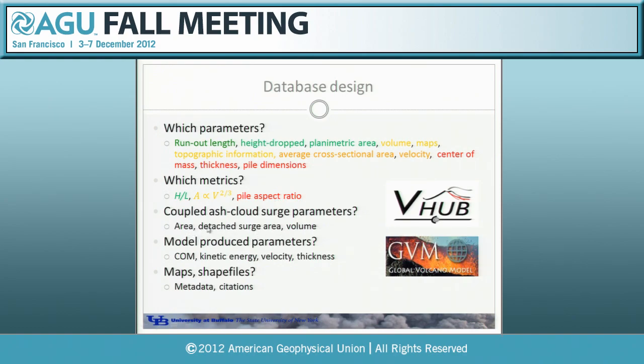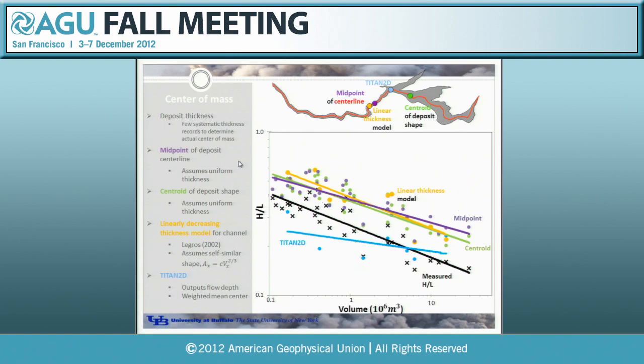We might include ash cloud surge parameters. You could even include model produced parameters. So we were talking earlier about how kinetic energy from models might be a relevant thing to look at. And then there's the whole issue of maps and shape files and whatnot. I'll just really quickly talk about these center of mass estimates, though, because with a GIS, there's a lot of ways that you can actually estimate center of mass. You can do really simple things like take the midpoint of a deposit, take the centroid of a deposit shape. Obviously, that assumes a uniform thickness, which is not very useful.